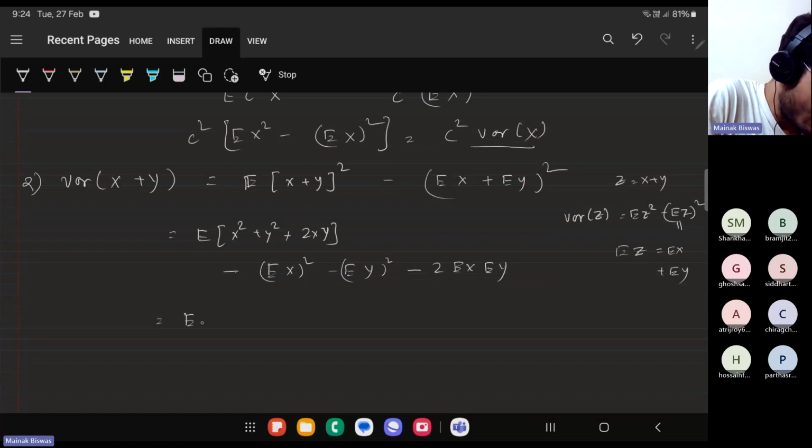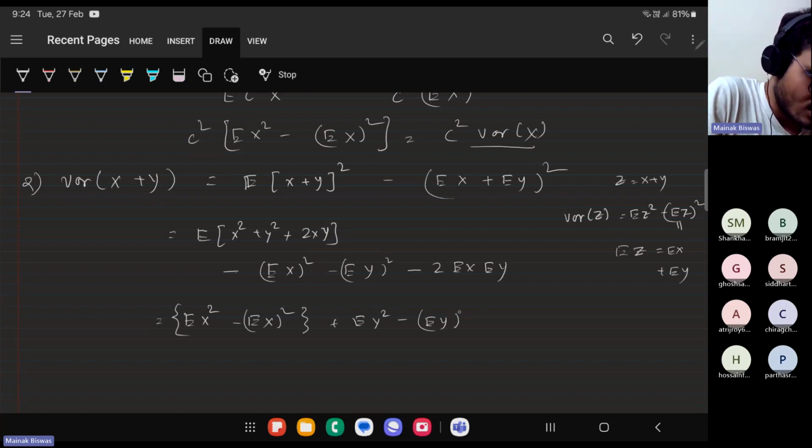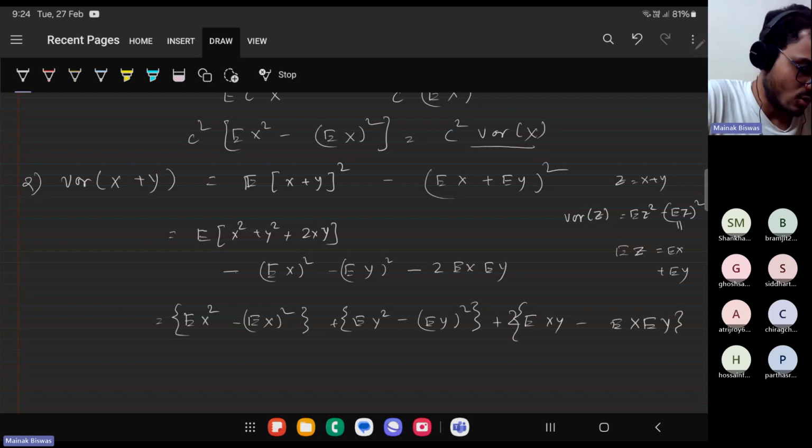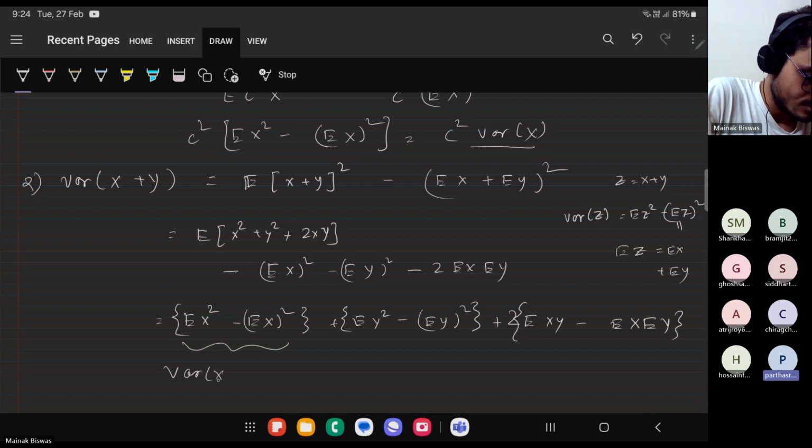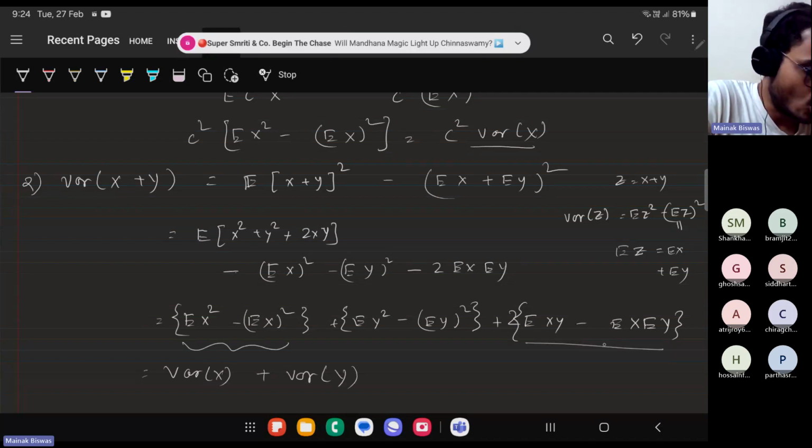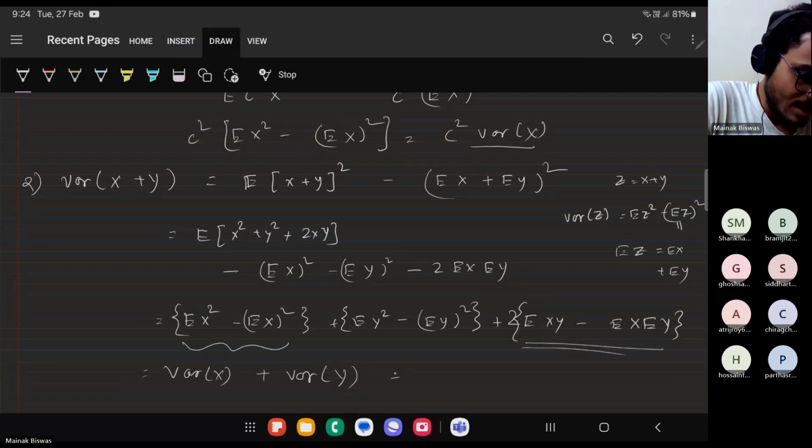Okay, so I'll get expected value of x square minus expected value of x whole squared, plus expected value of y squared minus expected value of y whole square, plus 2 times expected value of xy minus expected value of x into expected value of y. We'll come to this term later. So this is, do you agree, variance of x. This is variance of y, and this is defined as covariance, so plus 2 into covariance of xy.